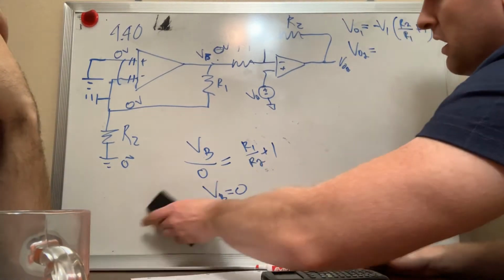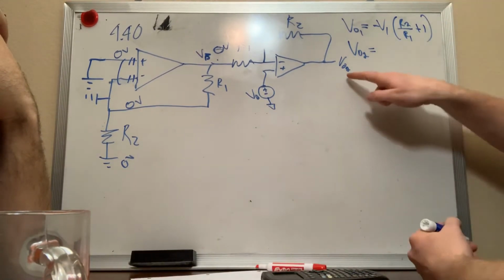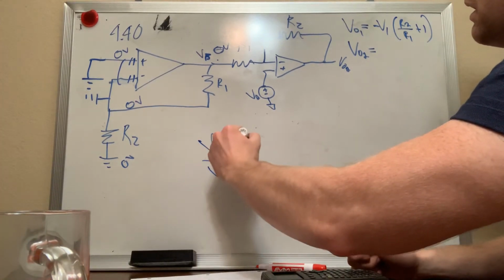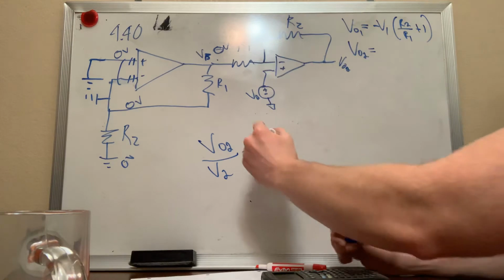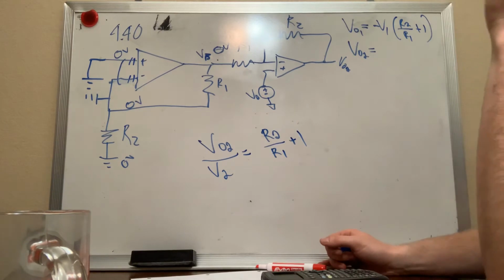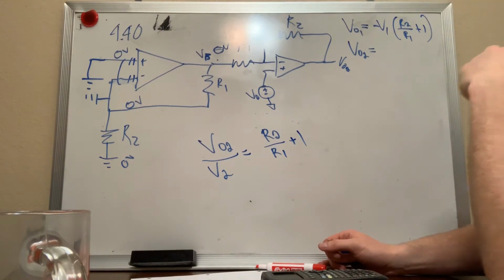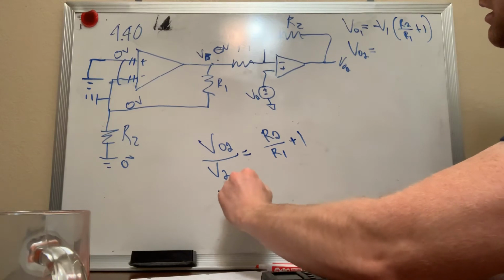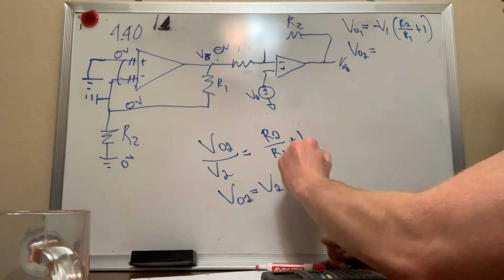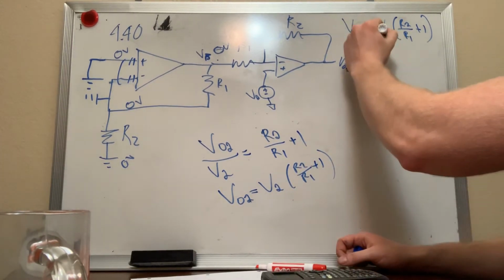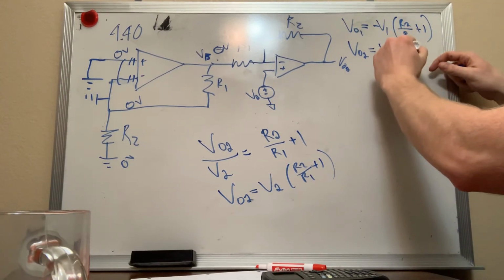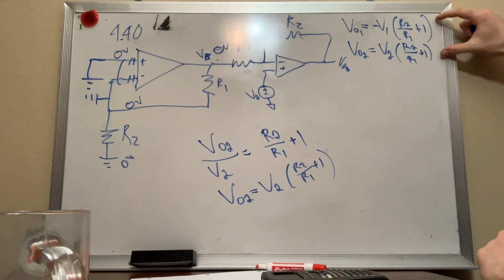So we know that Vout2 over V2 equals the feedback resistor over the other resistor plus 1, right? And so Vout2 equals V2 times R2 over R1 plus 1. All right, that's what Vout2 is. I'll write it over here. And look, we have the same term. That's so nice. Right here we have common terms.